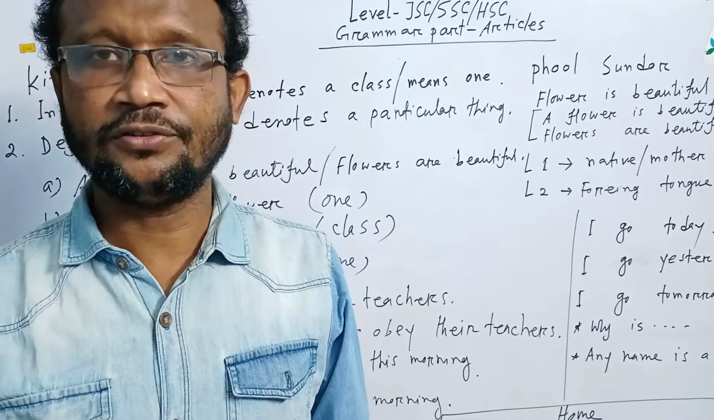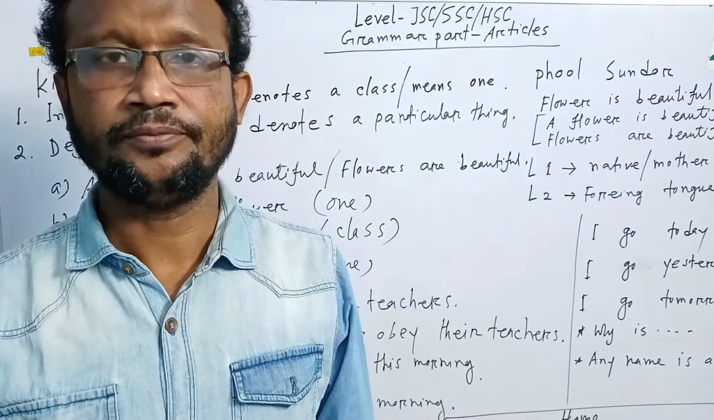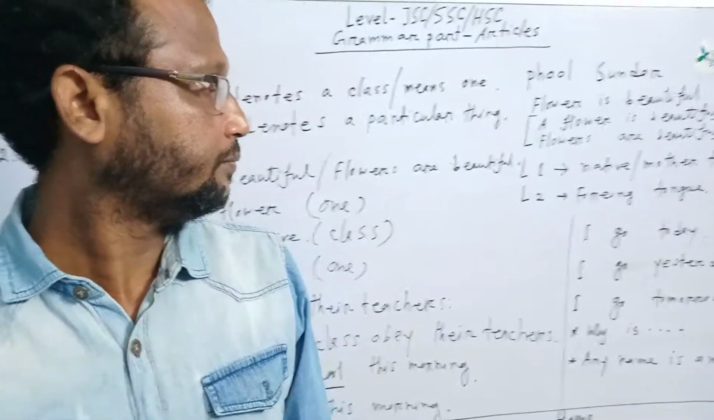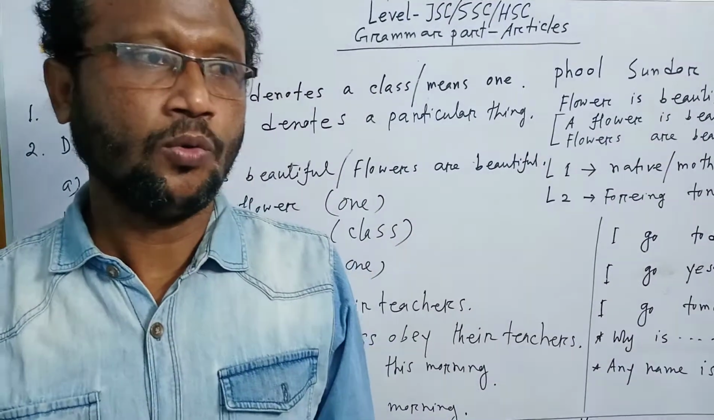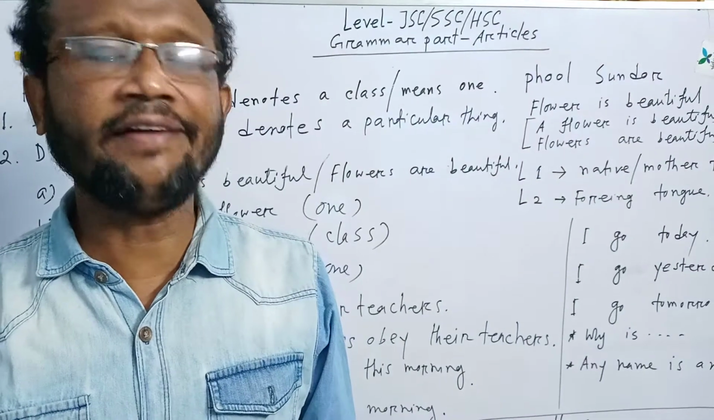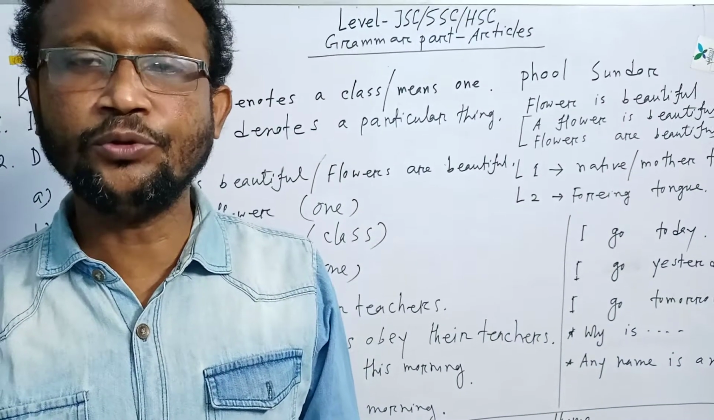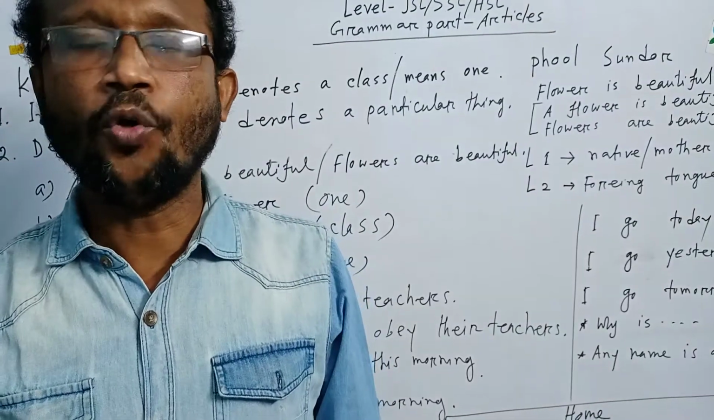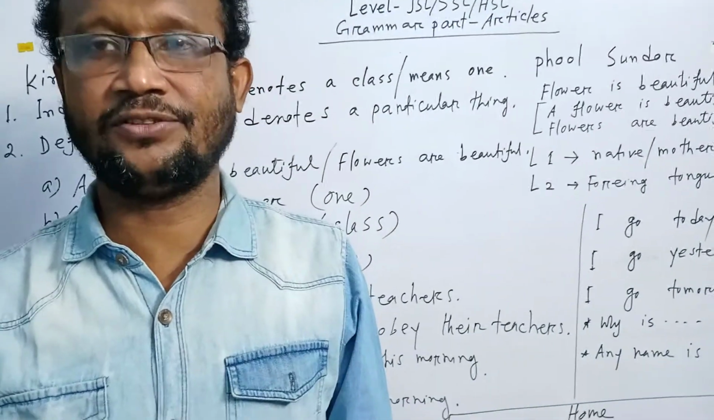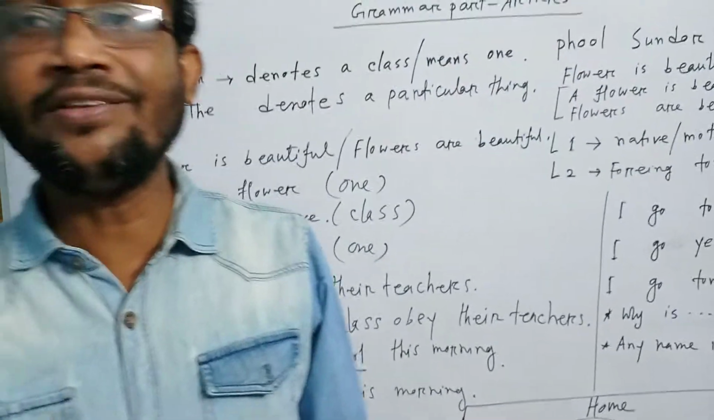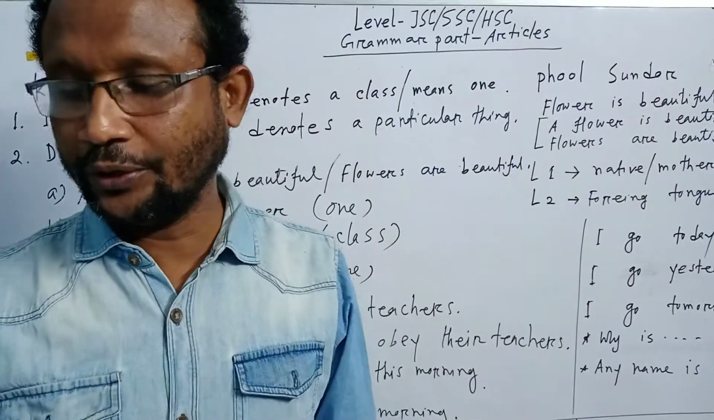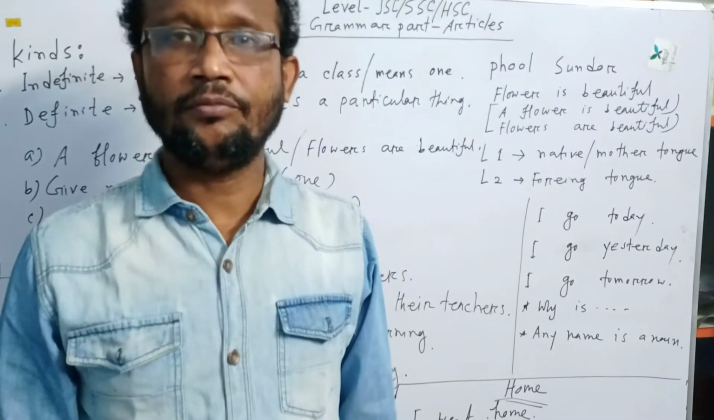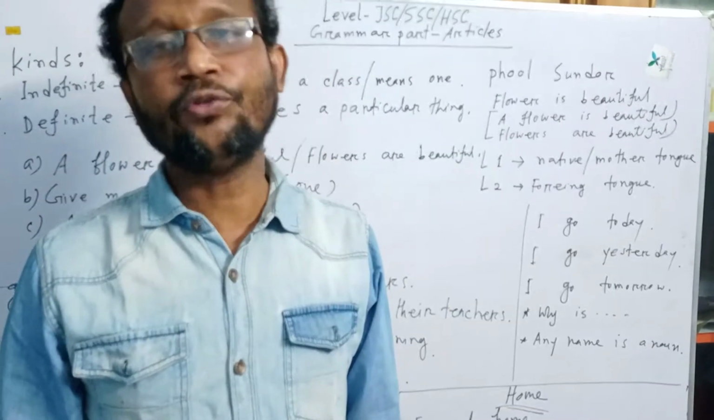And what are articles and where do we use articles? Let's start our discussion. First of all, we shall discuss what is an article. An article is a word. And where do we use articles? Generally, we use articles before a noun. So what is a noun? A noun is a name, and before a noun we use articles.